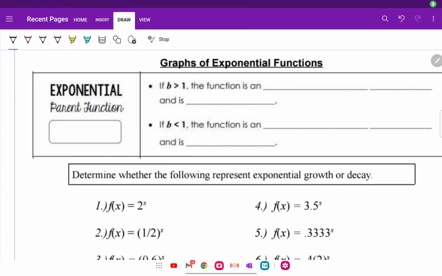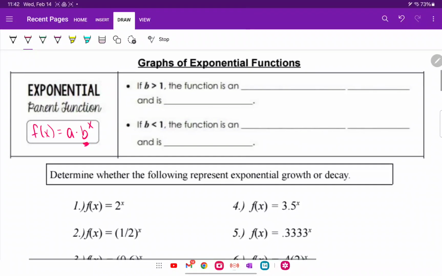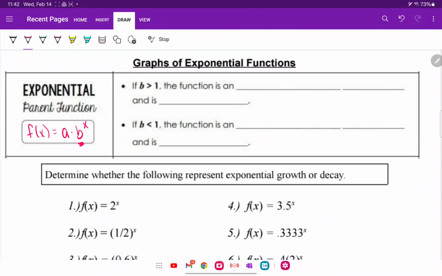So these are going to be the notes for the graphs of exponential functions. First, let's start with the equation for the exponential parent function, and that's going to be f of x is equal to a times b raised to the x power. Now this b value right here is going to tell us whether our function is growth or decay. So first we have, if b is greater than 1, the function is an exponential growth.